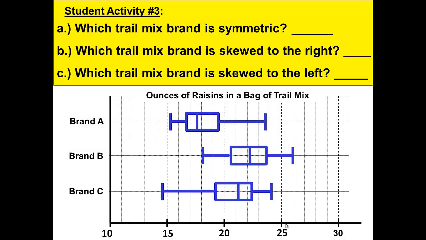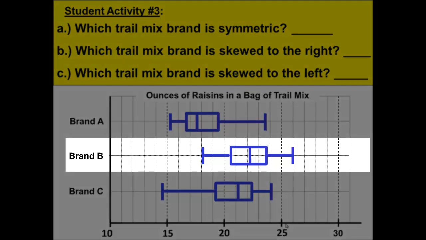Those same words can be used to describe box plots. Pay attention to the whiskers or tails. Which trail mix brand is symmetric? That would be the box plot that has the tails that are approximately equal length. That would be brand B.